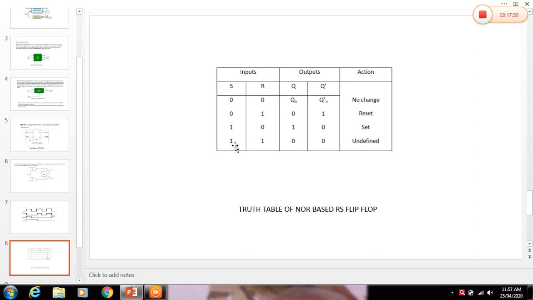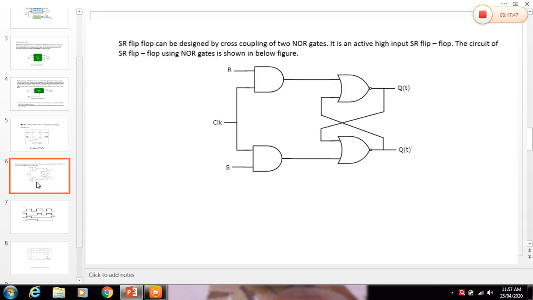Okay, but the important thing to notice over here is when both the inputs, when S is 1 and R is also 1, what happens in this state when S is 1 and R is 1? Let's talk about this in the circuit. We'll understand this better by looking at this diagram. When clock pulse is high and R is 1 and S is 1, both the inputs are 1.